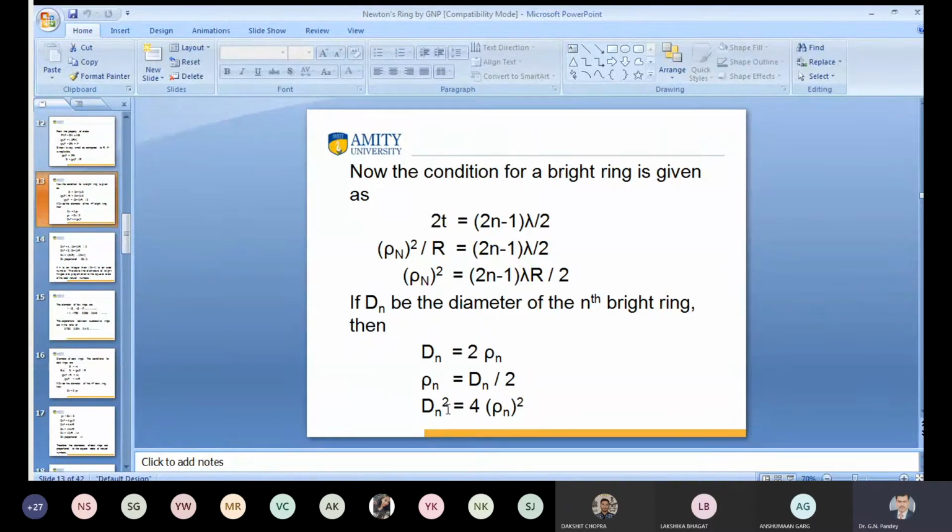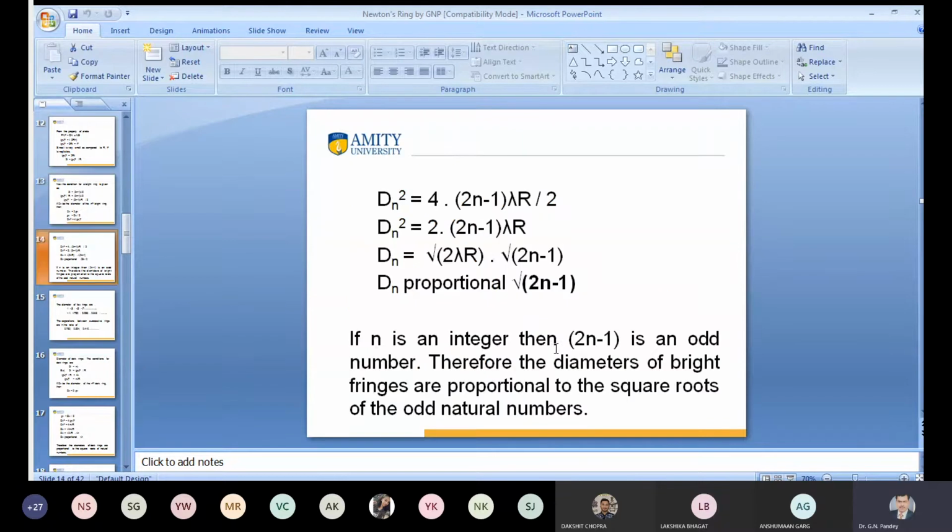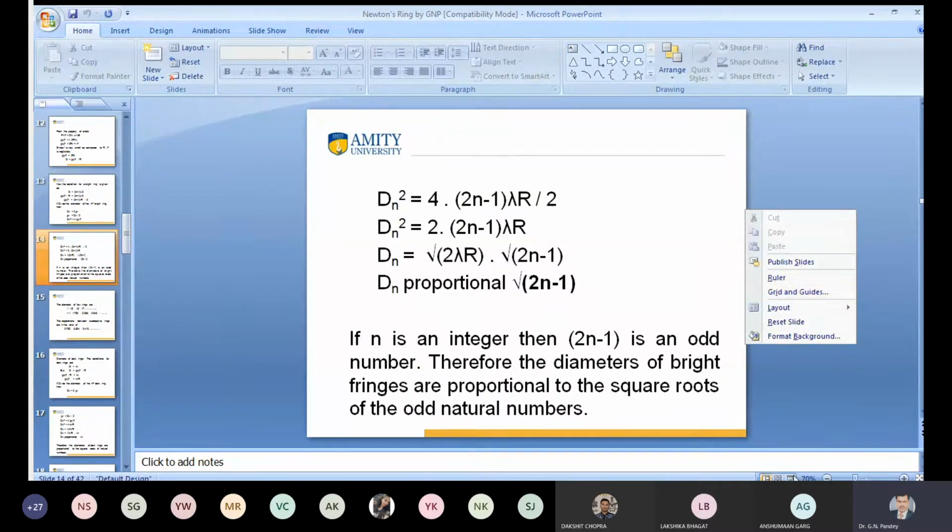So I want to calculate Dn square. Dn square you can write as 4 into rho n square. Yes or no, Anshuman? Okay, Dn square is equal to 4 times rho n square. So I proceed further. I want to calculate the diameter of the nth bright ring.